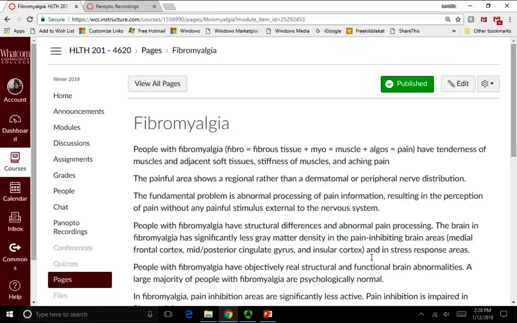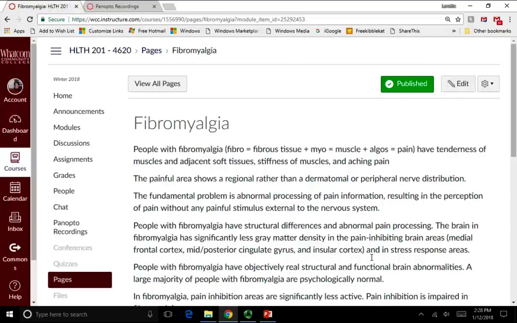So with fibromyalgia, if we break that word down, fibro is fibrous tissue, like connective tissues, myo is muscle, and algos is pain. So it's pain of connective tissues and muscle. People with fibromyalgia often have tenderness of muscles and adjacent soft tissues, stiffness of muscles, aching pain. The painful area generally shows up as a regional rather than a dermatomal or peripheral nerve distribution. So the fundamental problem is abnormal processing of pain information, resulting in the perception of pain without a painful stimulus. So basically the nervous system is creating its own pain, which kind of stinks.